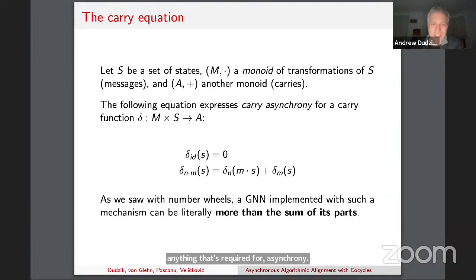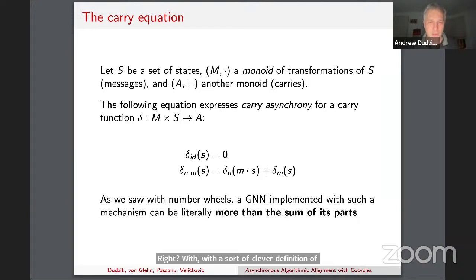So we can see that if we're able to implement something with this kind of a mechanism in it, that it's literally more than the sum of its parts. You can do things that the nodes individually cannot do, right? With a sort of clever definition of something like this.